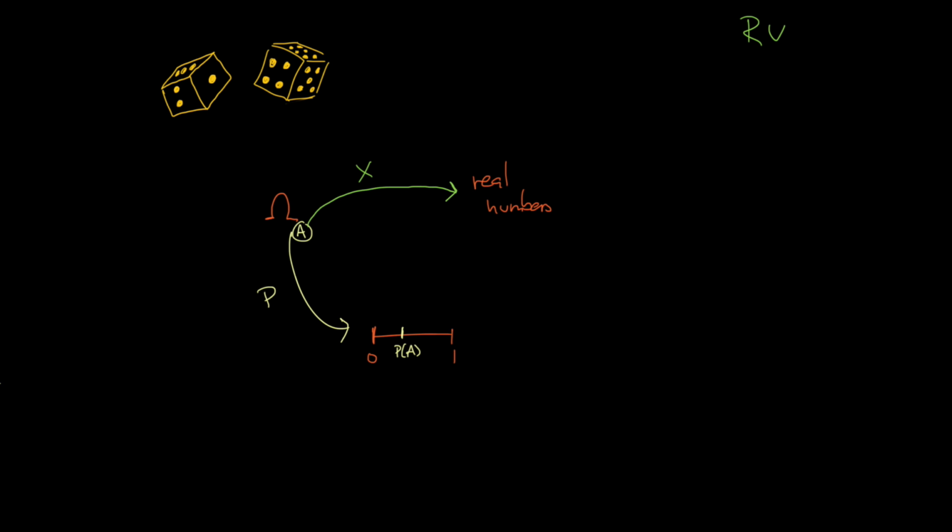And so we can think about random variables as maps from events to numbers. Okay. And so they'll take us from events to numbers, or from outcomes to numbers. And we've got probabilities. They map from events to probabilities.